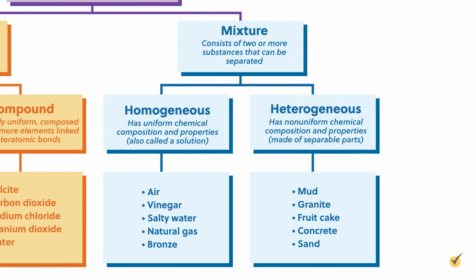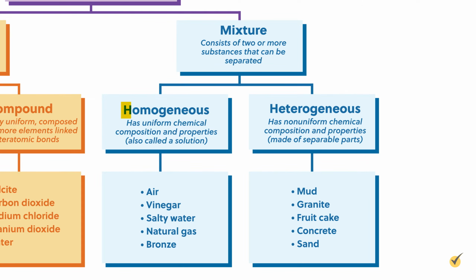Now, moving to the right side of the diagram, we see that mixtures can either be homogeneous or heterogeneous. Homogeneous mixtures have a uniform chemical composition consisting of 2 or more substances and can be elements or compounds. In homogeneous mixtures, the combined substances are not rigidly bonded, but are mixed at an atomic or molecular level. This causes the mixture to behave as a single substance. Homogeneous mixtures can be referred to as solutions.